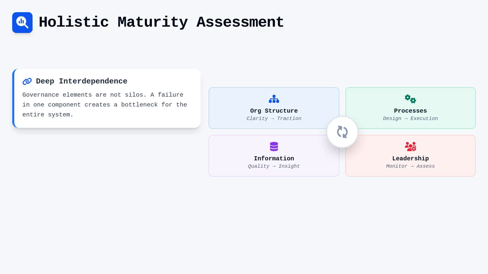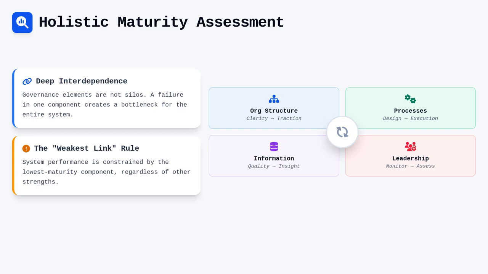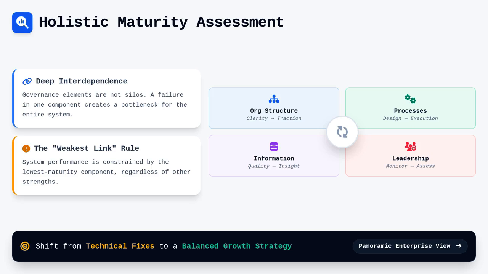You should always look for the weakest link among these components, as it acts as a constraint on the entire system's performance. Instead of focusing only on technical process improvement, use these assessment criteria to foster a balanced growth strategy. This comprehensive maturity assessment enables you to build a system where structure, information, and culture support and reinforce each other rather than working in isolation.